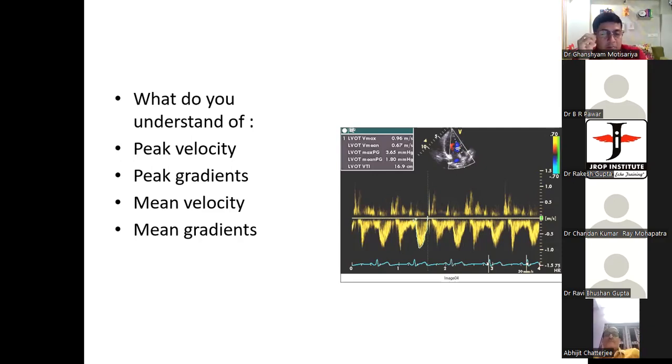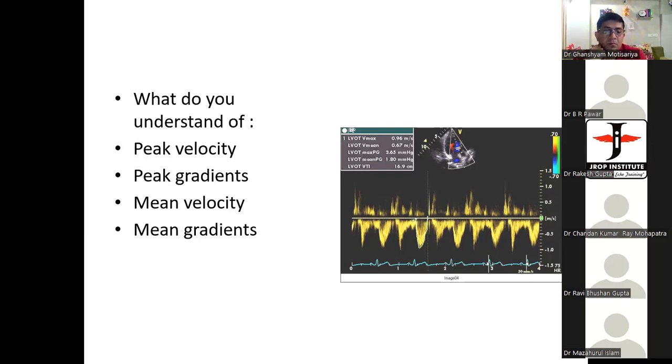Sir, actually, any Doppler, when we put the Doppler on any valve, like mitral, tricuspid, wherever, the peak velocity is the maximum velocity throughout the measurement, and the peak gradient is also the maximum gradient throughout the measurement. The mean velocity and mean gradient are the average of the velocity and the average of the gradients. Good, very good. So how do you get peak and mean velocity in a Doppler spectrum flow?